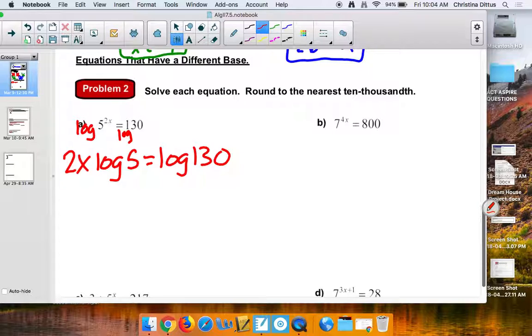So in order to get x by itself, the first thing we're gonna do, this is a times, right? We're gonna divide by log 5. Okay, so we're gonna have 2x equals our log of 130 and divide by our log 5.